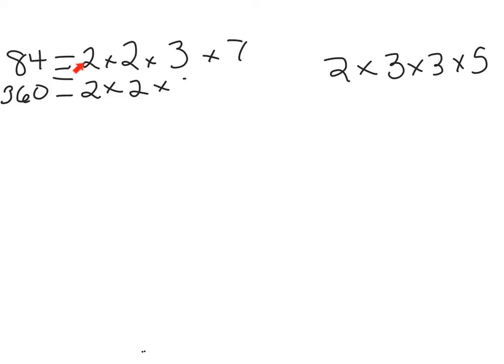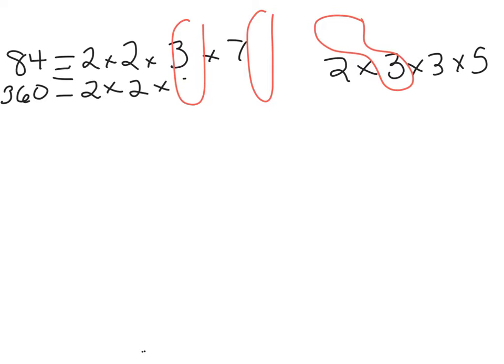So we had 84, which I copied over, is 2 times 2 times 3 times 7, and 360 is 2 times 2 times 2 times 3 times 3 times 5. So we do the same thing that we would do before. We have identified, which is what we talked about, but I'm just going to redo it here. And these were the only common ones we have.